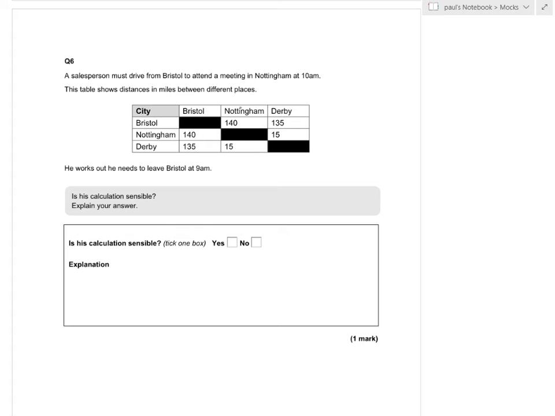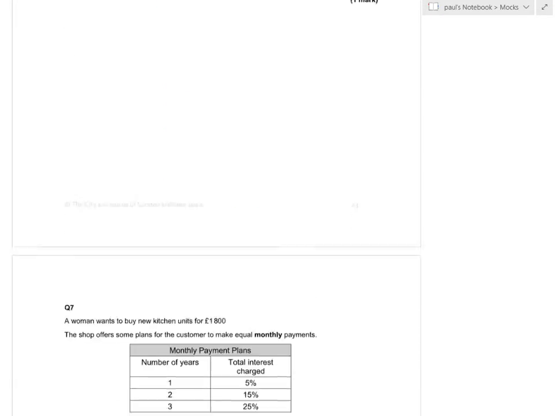A salesperson must drive from Bristol to attend a meeting in Nottingham at 10 o'clock. He leaves Bristol at 9. So Bristol to Nottingham is 140 miles. Is his calculation sensible? No. 140 miles is too far in just 1 hour, unless he's flying, or got a helicopter or something.